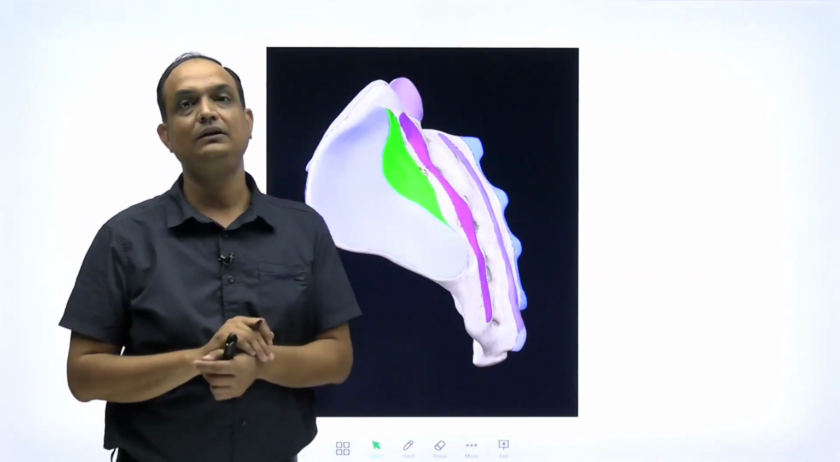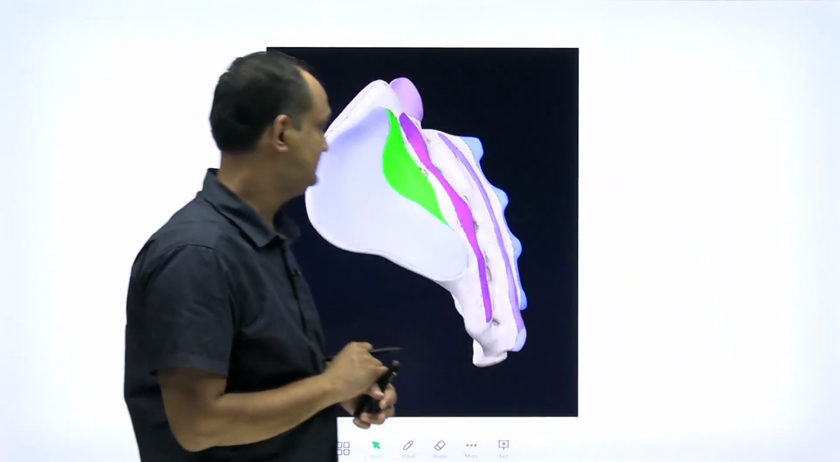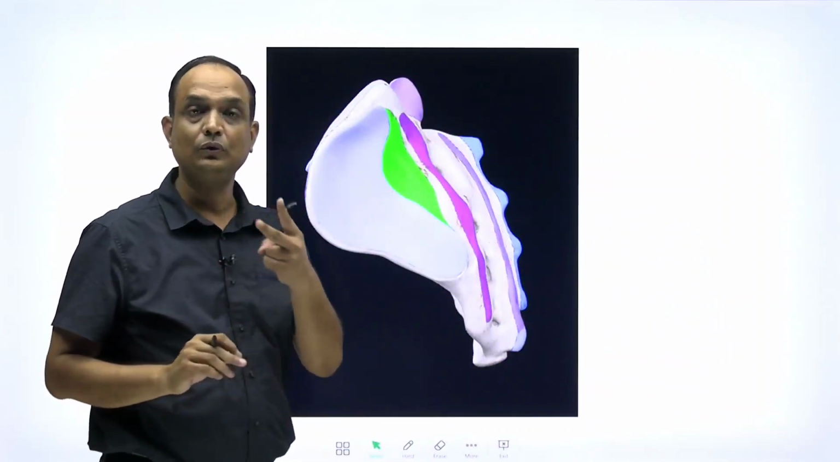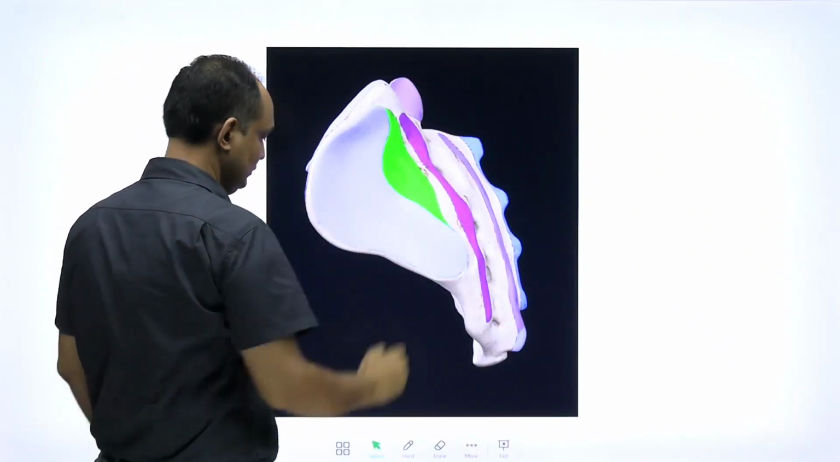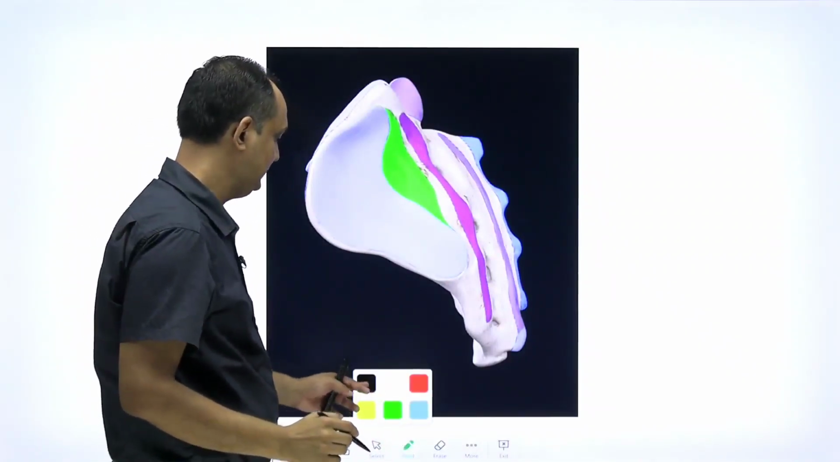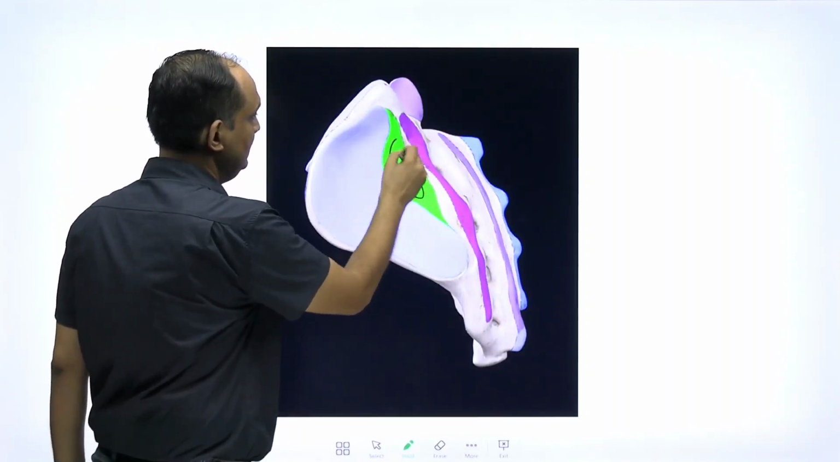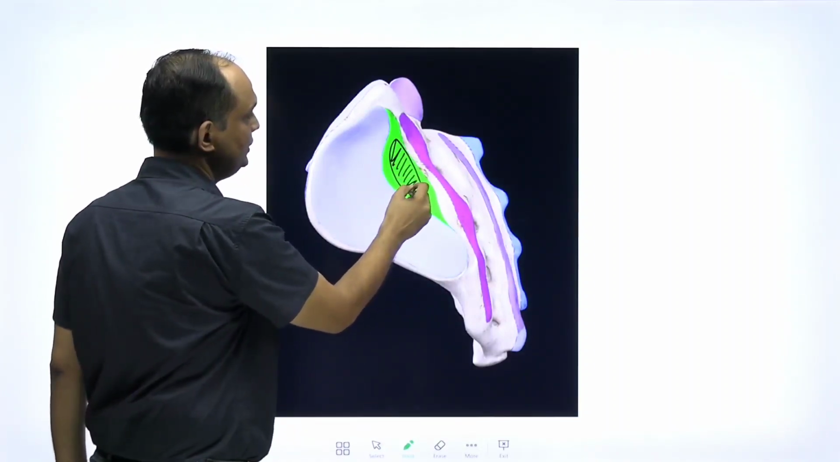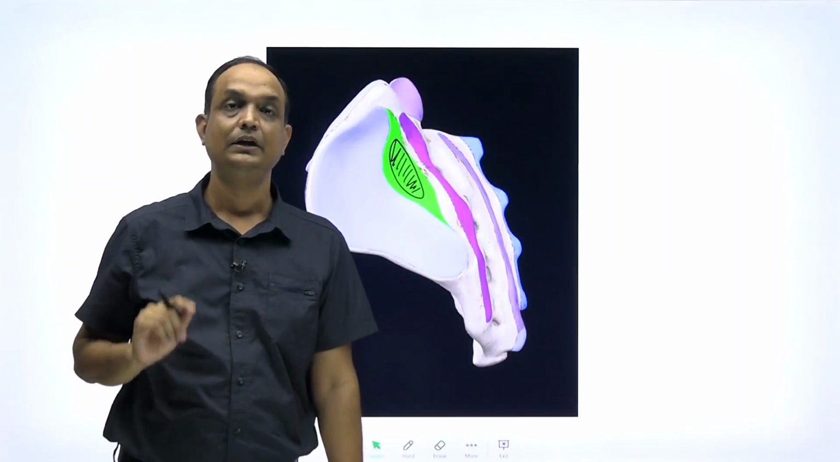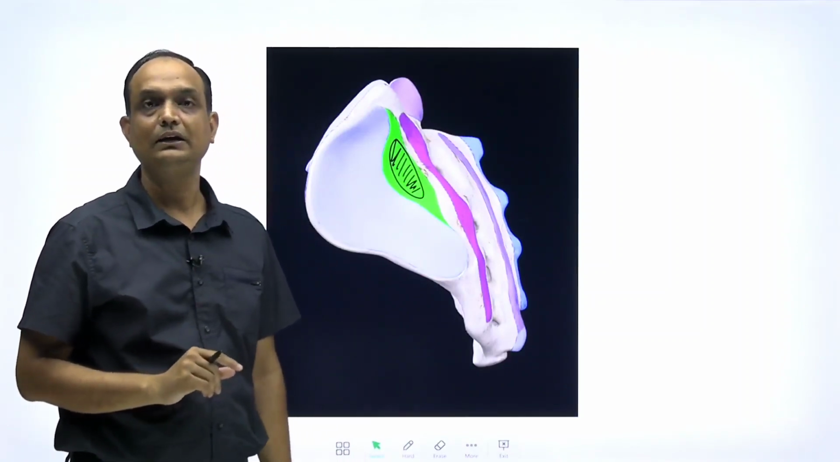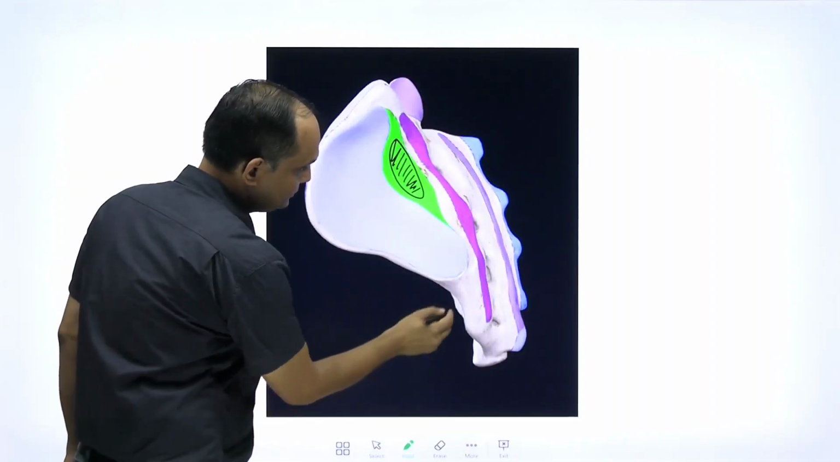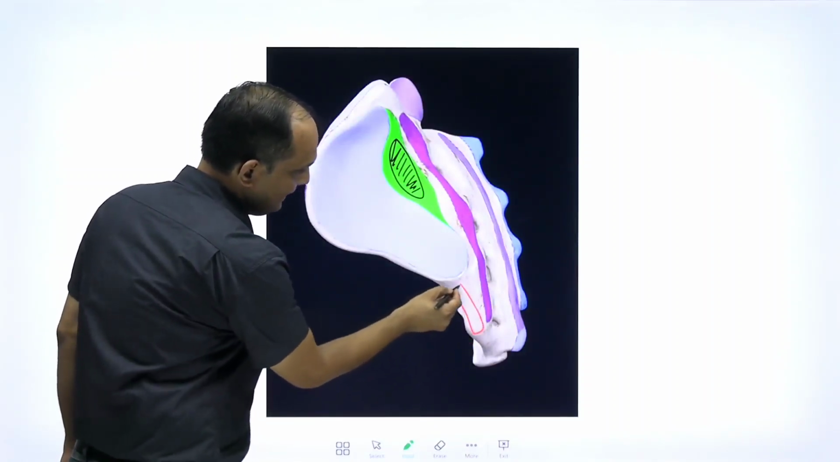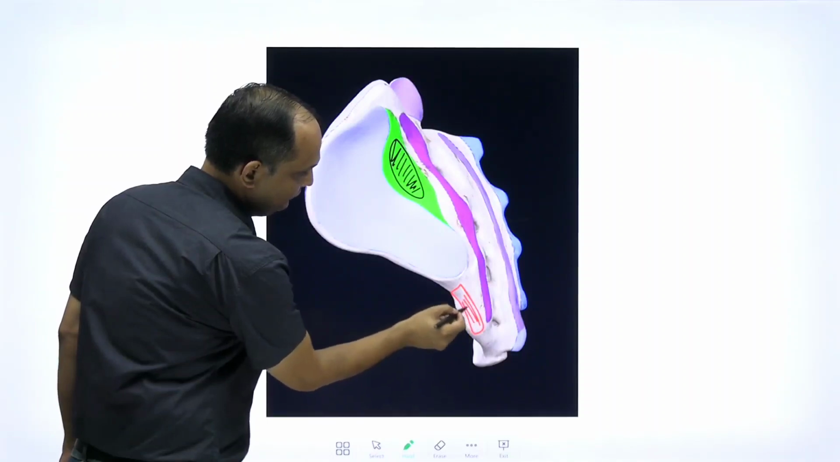Now this is the lateral surface of your sacrum, and on the lateral surface if I have to draw, there are two questions. One is, what lies in this green color area? I already told you that in this green color area you are having the attachment of the interosseous sacroiliac ligament. The second question is, write down the structures in this area, and you have to draw 1, 2, 3, 4 lines.